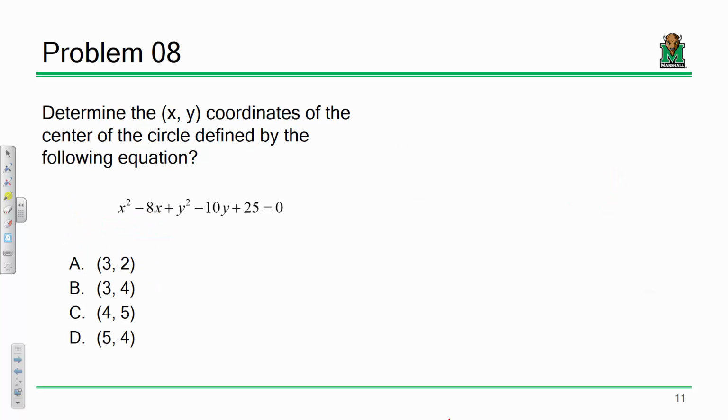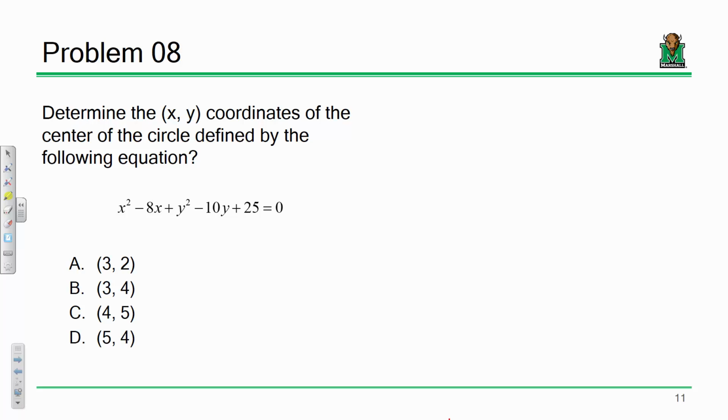Uh-oh. A circle. Determine the x and y coordinates of the center of the circle. Y'all remember this? Did anybody do this? Our good friends H and K. H and K, there, okay, all right.